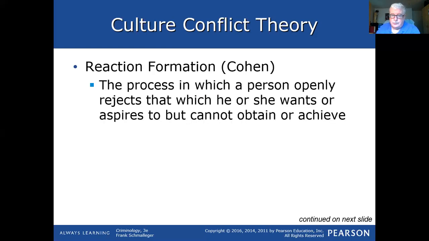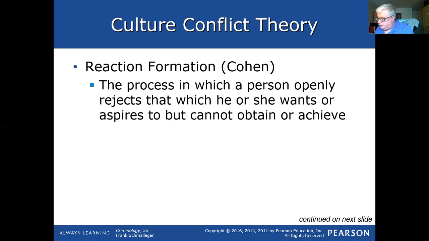Reaction formation in Cohen, basic definition: the process in which a person openly rejects that which he or she wants or aspires to but cannot achieve or obtain. Again, Albert Cohen was looking at folks who may not have the same opportunities as others, and because they feel that they cannot get that education, that good job, that good car, whatever they want, they just totally reject everything. If you want to compare this to strain theory, this might be your retreatist who retreats into drugs. It might be your person involved in rebellion, who just says, the heck with this stuff. I want to just create my own and do my own thing.